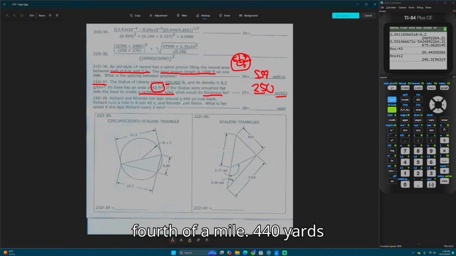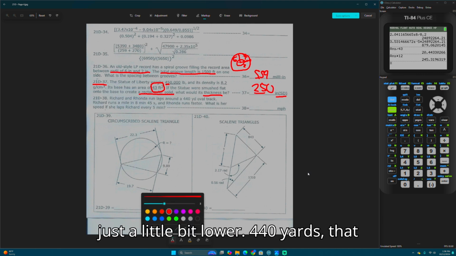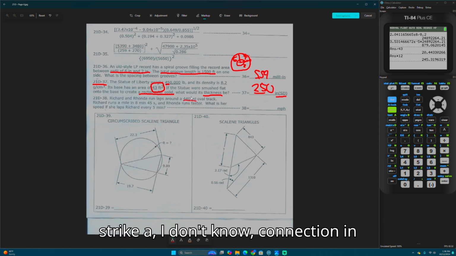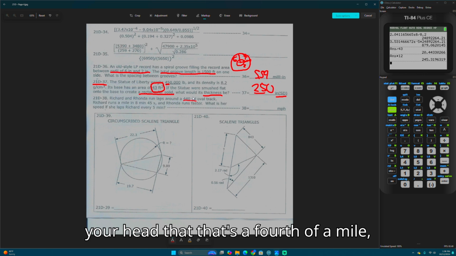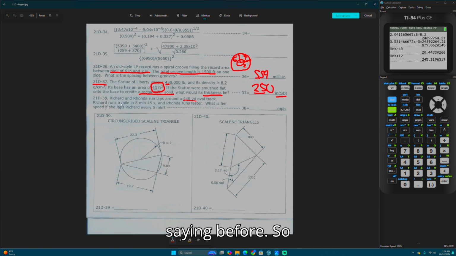That is a fourth of a mile. 440 yards. I keep on drawing over it, so I'm going to change the thickness just a little bit lower. 440 yards, that should immediately strike a connection in your head that that's a fourth of a mile, right? It's just a regular lap, as I was saying before.